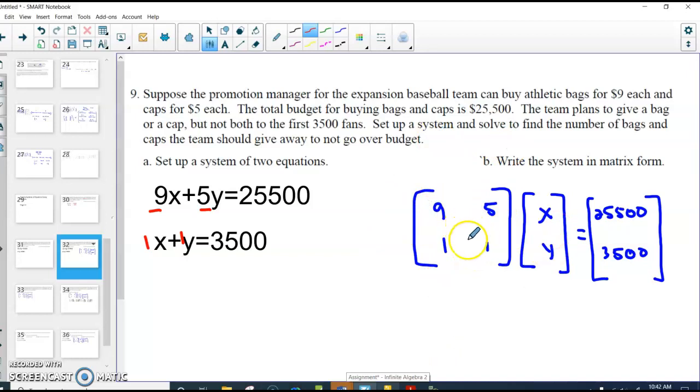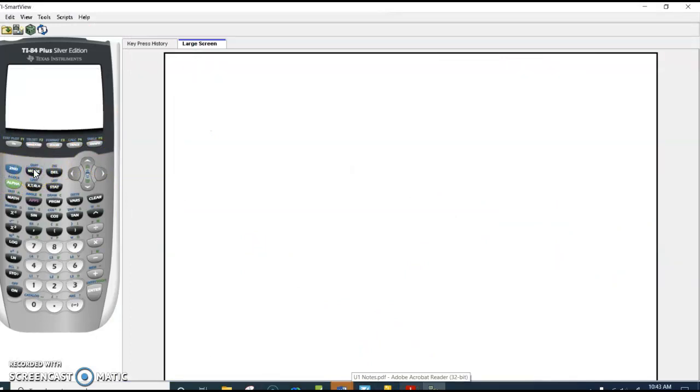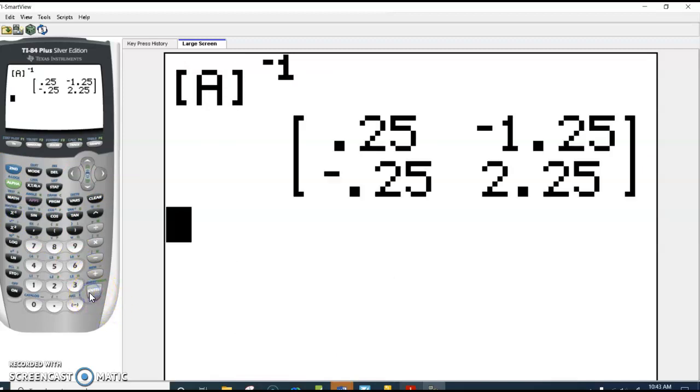What I want to do is find the inverse of that matrix. So I'm going to press second and mode, which quits me out of that. The way I get the inverse, if you remember from class, I'm going to press second and matrix again, press enter on matrix A, and then press x to the negative 1. The inverse is just taking something to the negative 1 power, so I'm taking matrix A to the negative 1 power. That matrix is 0.25, negative 1.25, negative 0.25, 2.25.